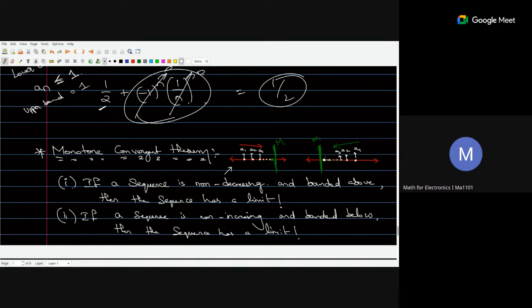It will not go below that. Okay. What does this mean? This will have a limit. That is what this monotone convergence theorem says.